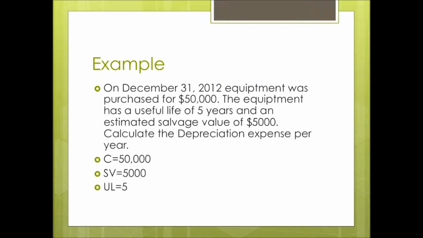The first example says, on December 31st, 2012, equipment was purchased for $50,000. So we must have purchased some big equipment, right? The equipment has a useful life of 5 years and an estimated salvage value of $5,000. So it's telling me basically we have 5 years to use this, and after the 5 years, it's going to be worth $5,000. It wants me to calculate the depreciation expense per year.